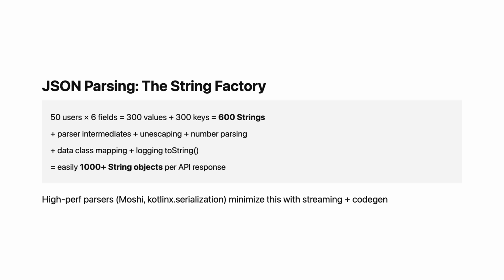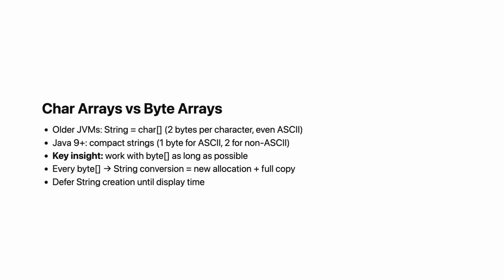A single API response can easily create over 1,000 string objects. Each one is a heap allocation. Each one eventually needs garbage collection. This is why high-performance JSON libraries like Moshi and Kotlin serialization use tricks to minimize allocations: streaming parsers that reuse buffers, code generation that avoids reflection, and careful management of intermediate strings.